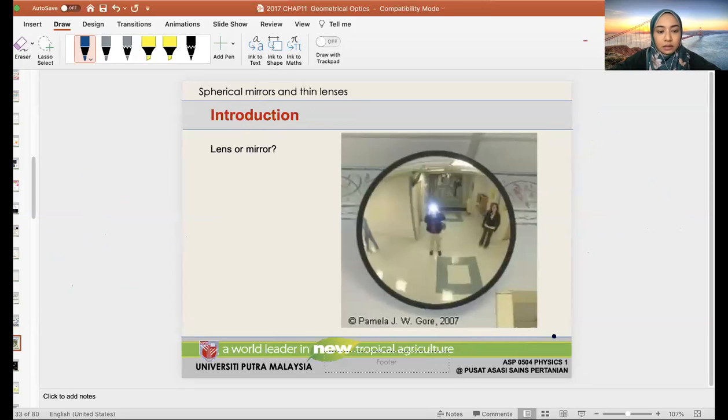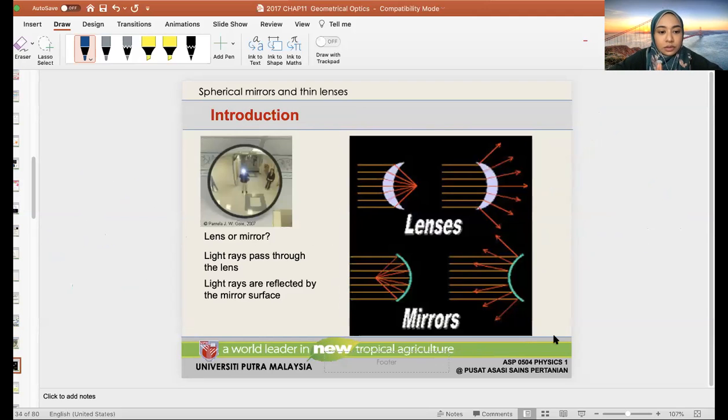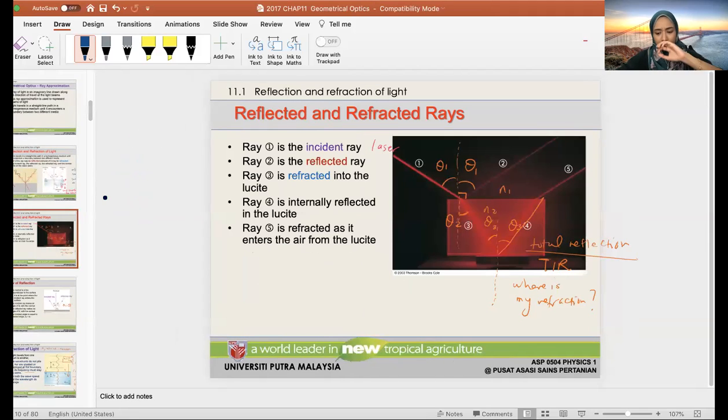Okay, next. So we are moving on to lens and mirrors. Did you have this in foundation? Probably not. So lens or mirrors. Light rays pass through lens. So what is the difference between mirror and lens? A mirror reflects, which means that if this is a mirror, light does not pass through. Because a mirror is opaque, right?